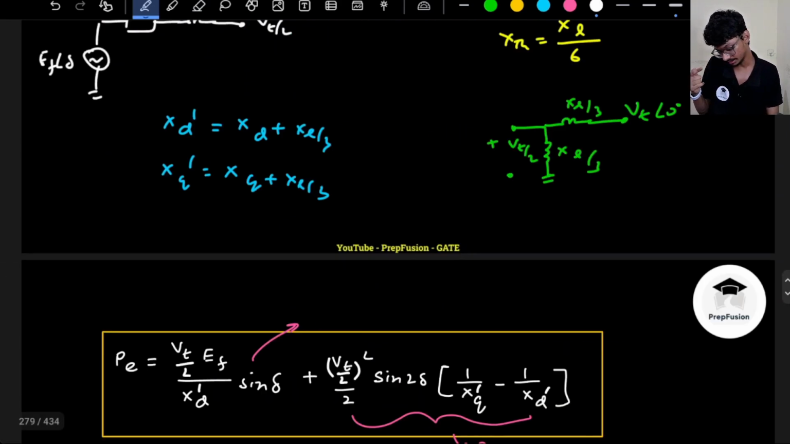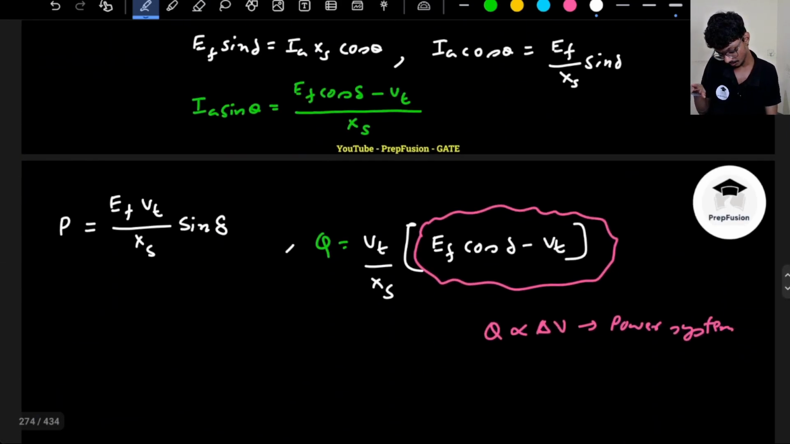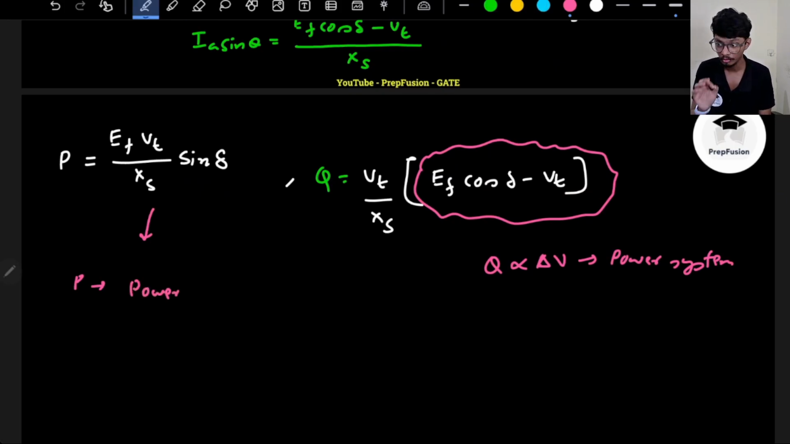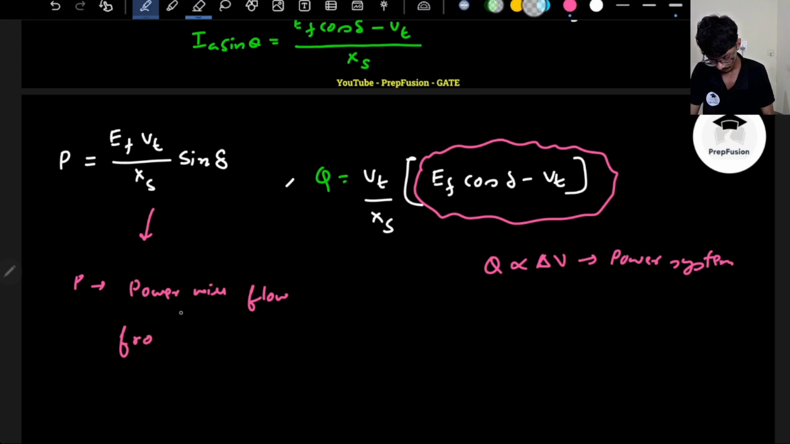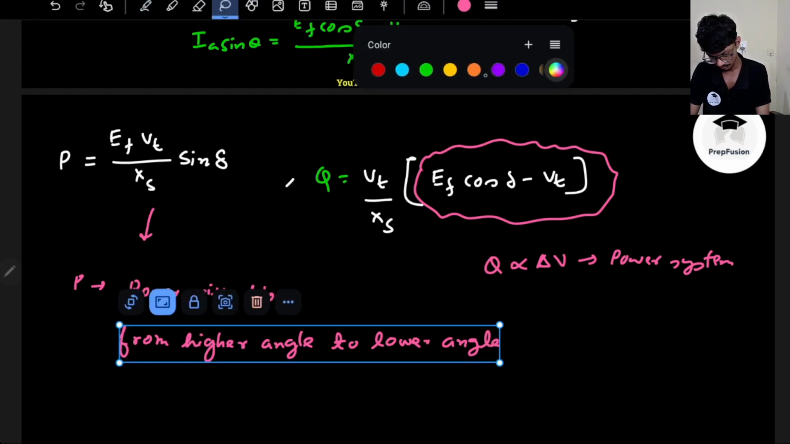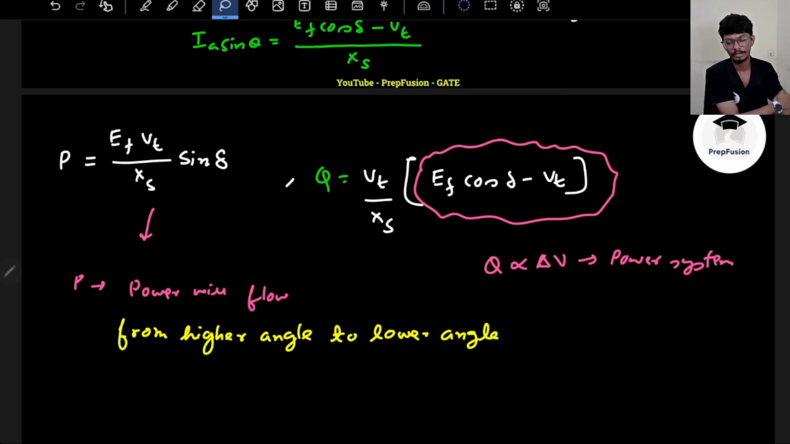One more conclusion I forgot to tell: reactive power is proportional to delta V, and for active power, the conclusion, which is very important for power system, is that power will always flow from higher angle to lower angle. Power will flow from higher angle to lower angle, that's it.